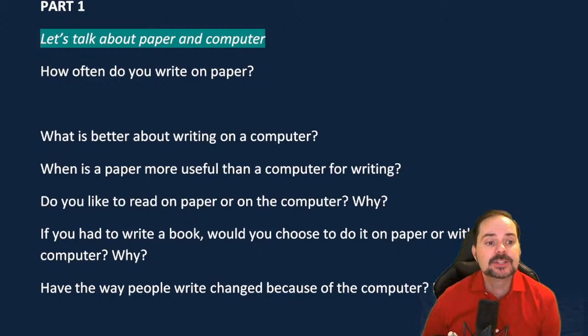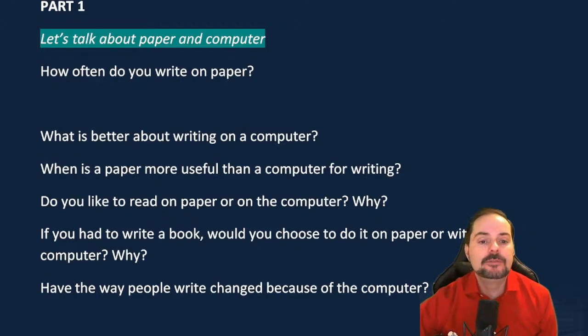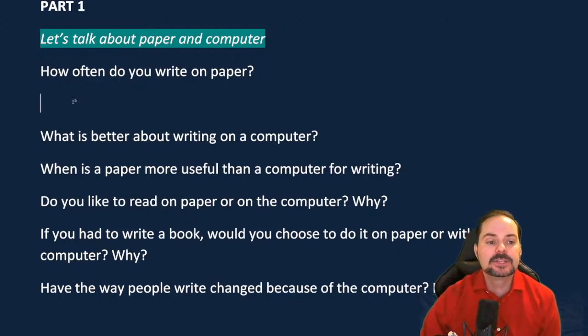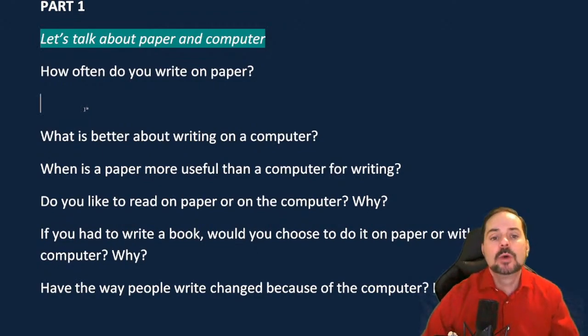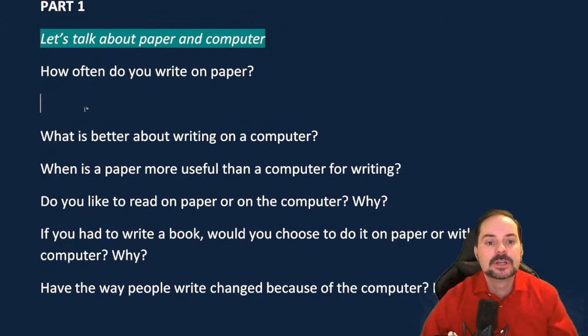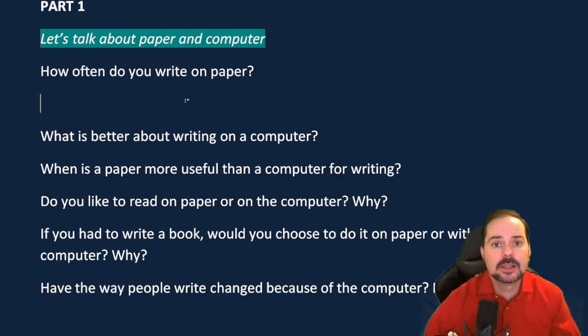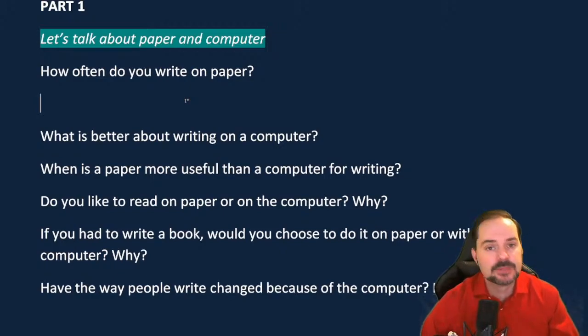So give me an answer, explanation, example. How often do you write on paper? When you have this how often question, you want to think about frequency, like always, sometimes, rarely, never. And then you want to give a quantitative measure as well, like 2 times a week, 5 times a day, all day, every day, okay? So give quantitative measures.